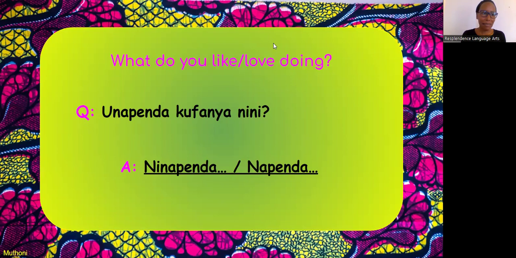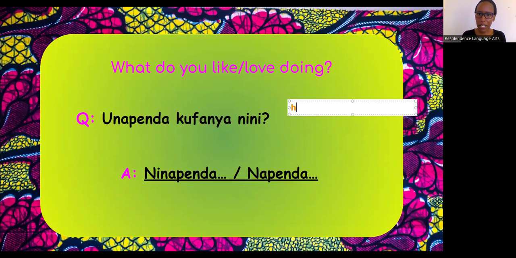Let me write it down here. I want to change this color. Let me see. What should I change this to? All right. I think blue would look great here.